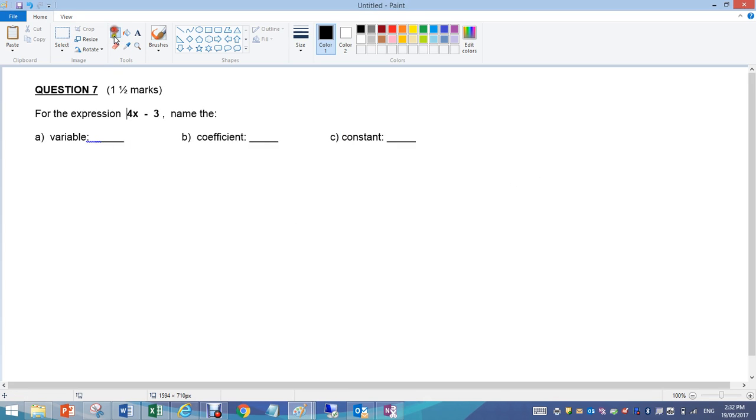Question 7. So name the variable. X is the thing we don't know, that can be anything, so that's the variable. The coefficient, that's whatever's in front of the x, that's 4. And the constant, that's the last number here, so it's, well, we have to say negative 3. If it said plus 3, we could just say 3.